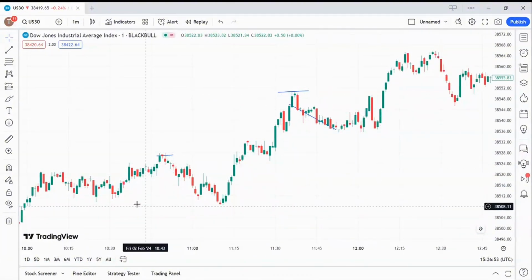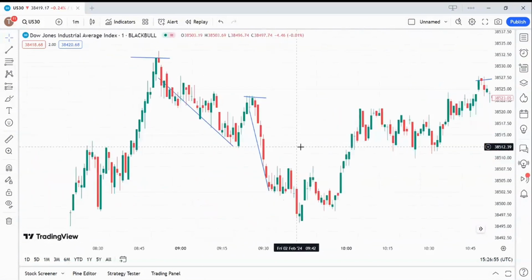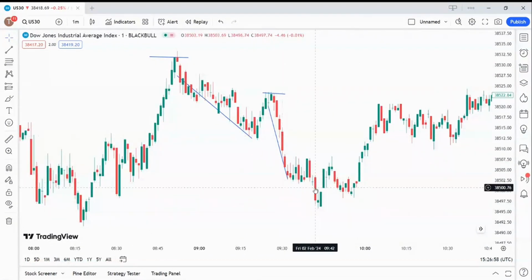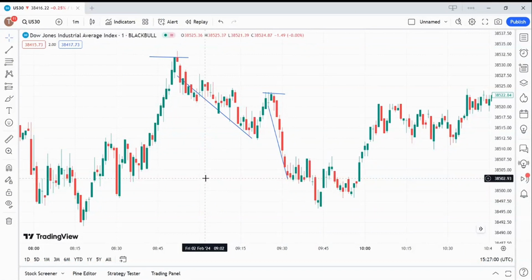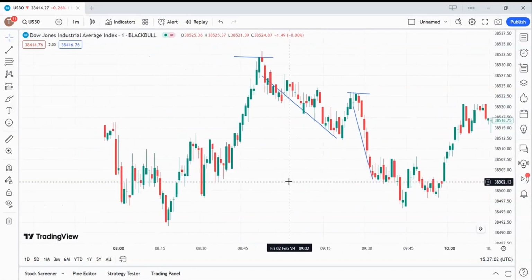Again, the market sold another double top, and you can see here this is a double top, the market sold. Now to trade this using trend line strategy alone, what you do is to draw your trend lines.